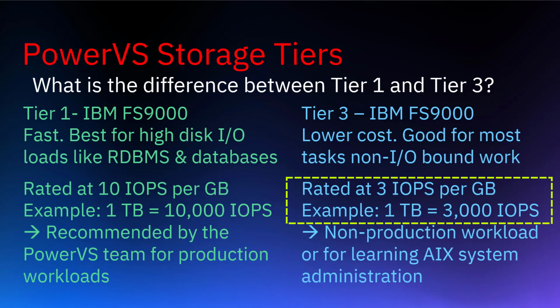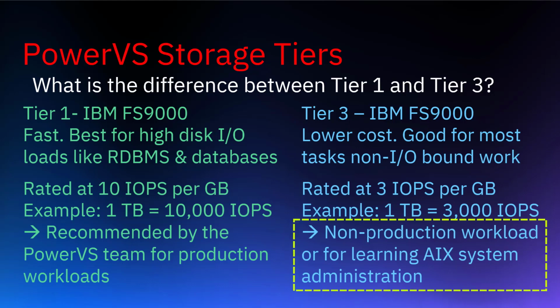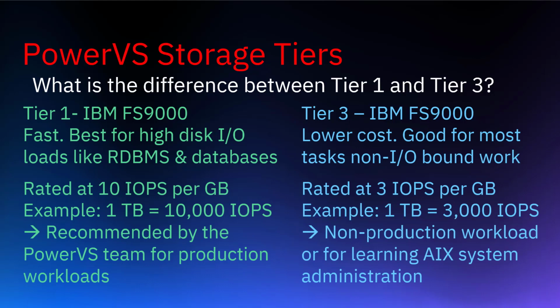And if the application demands more than that, then latency will increase with the Tier 3 disks. So the Tier 1 disks are recommended by the PowerVS team for all production workloads. Well, yes, they would. Best disk for your most important workloads. For non-production workloads, or for example, learning AIX systems administration, then you can go for the lower cost Tier 3 options.